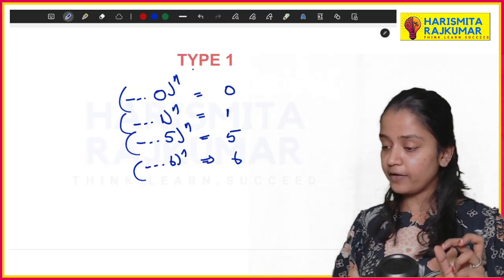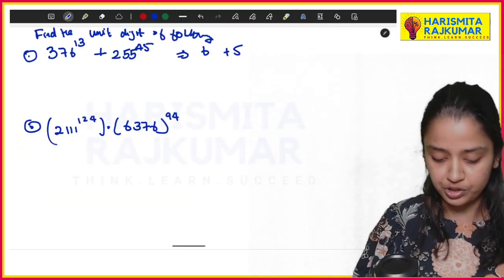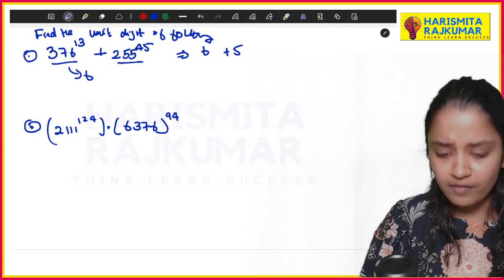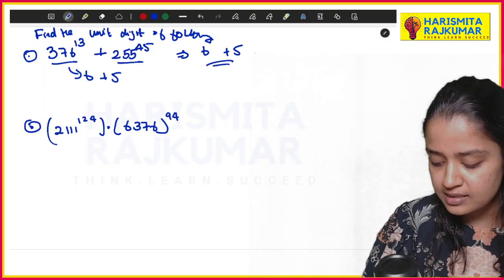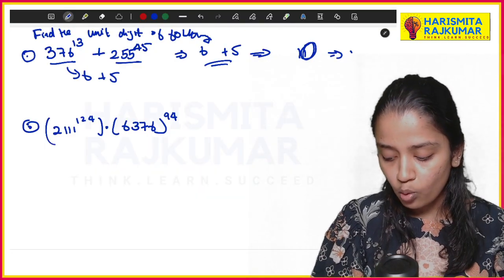For example, this is the formula, and I'll be asking you a question. So this is 6 power anything, right? So your answer is 6. 5 power anything, the answer is 5. I mean the last digit is 5. So your answer is 6 plus 5, it is 11. So the unit digit of this number is 1.